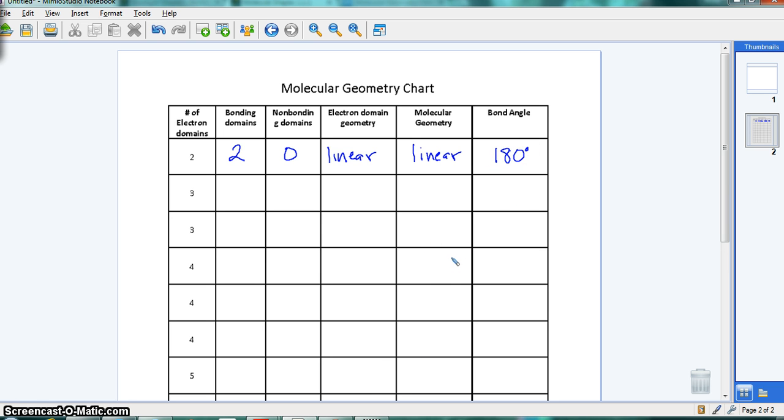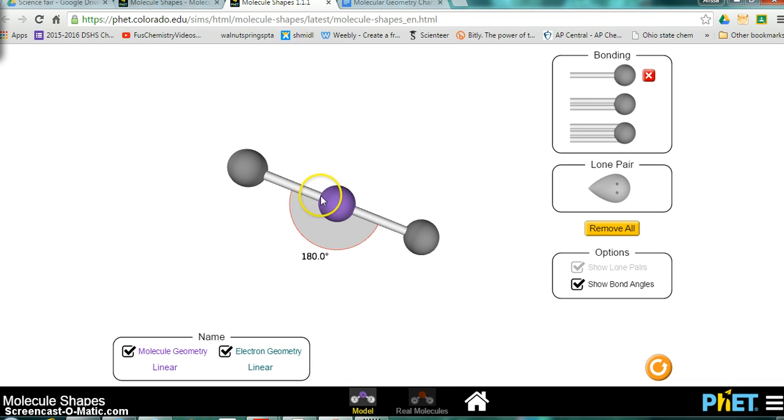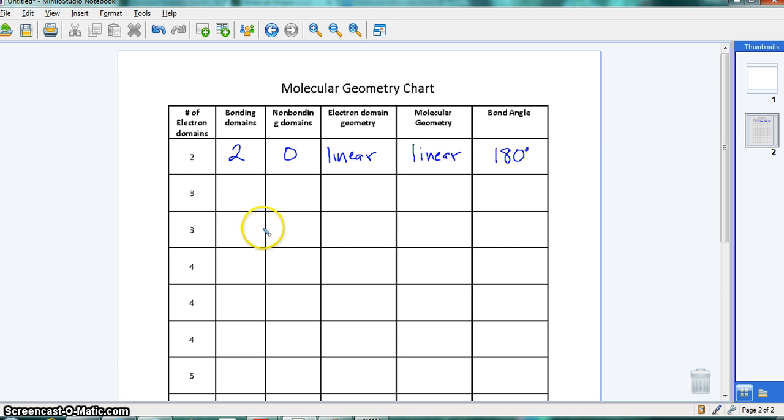Okay? Now, when we look at these molecules, they could be two single bonds, they could also be two double bonds, it could be a single bond and a triple bond. It doesn't matter what type of bond they are. What matters is how many there are. Okay? All right, now let's take a look at the next two rows that have three electron domains.